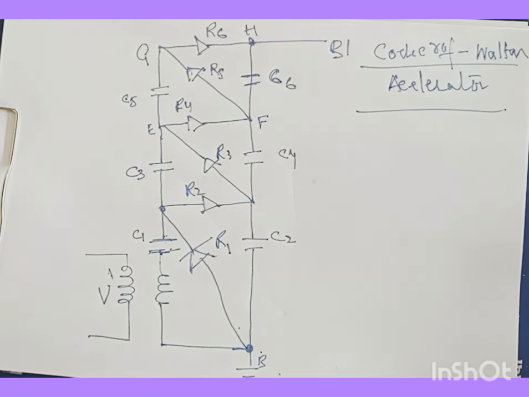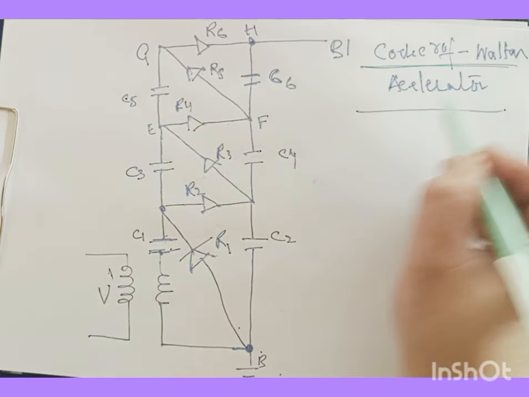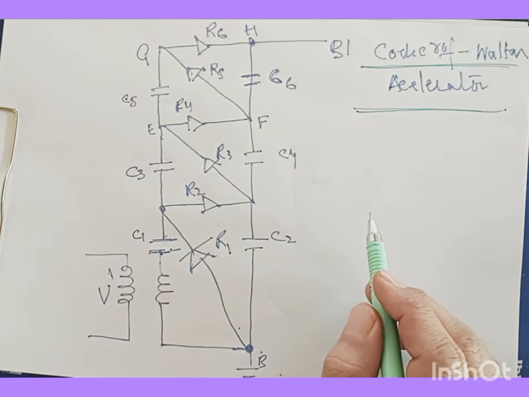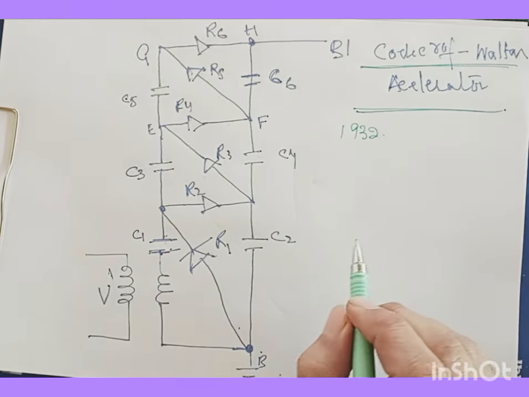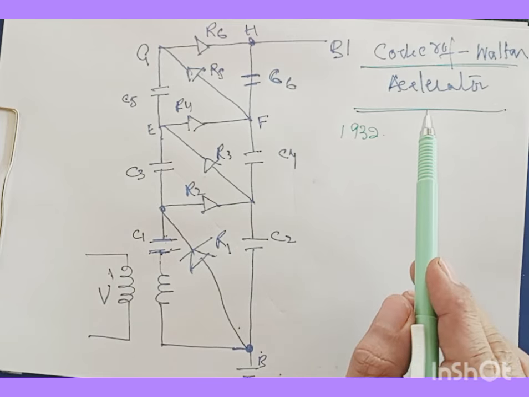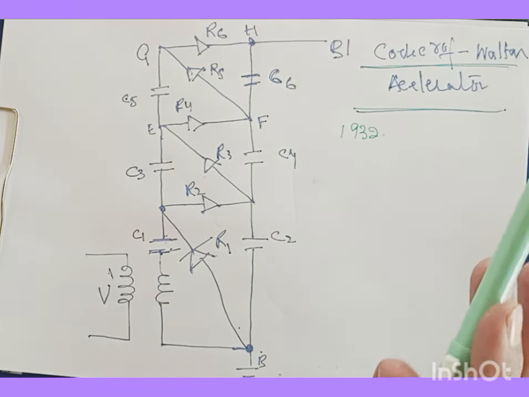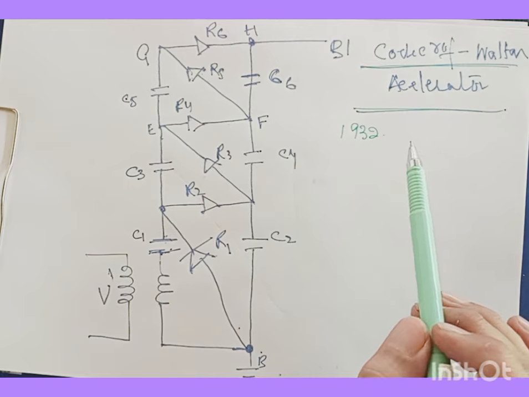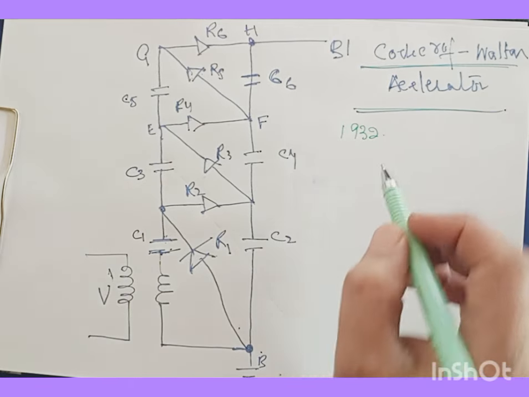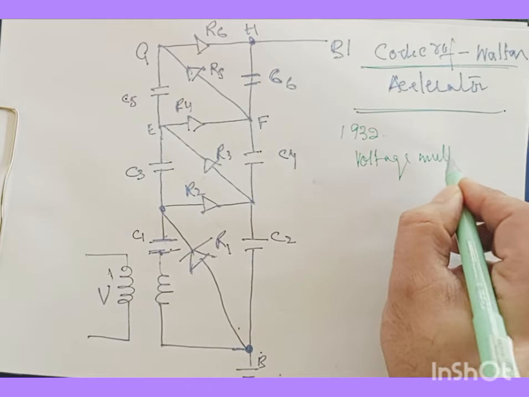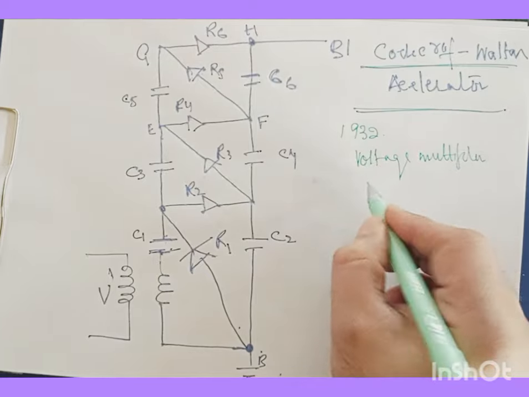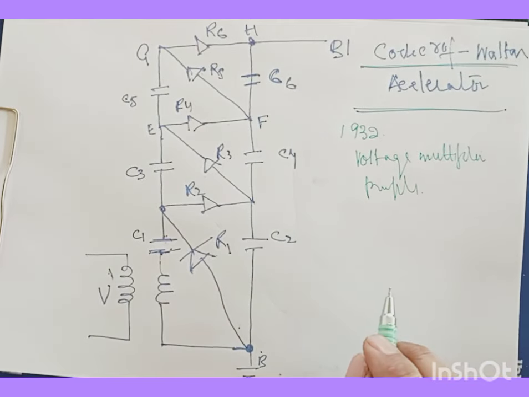Now let's talk about the Cockcroft-Walton accelerator. This accelerator was developed in 1932. Cockcroft and Walton employed an electrostatic accelerator based upon the voltage multiplier principle. And we can see the diagram, the rough sketch of this Cockcroft-Walton accelerator.